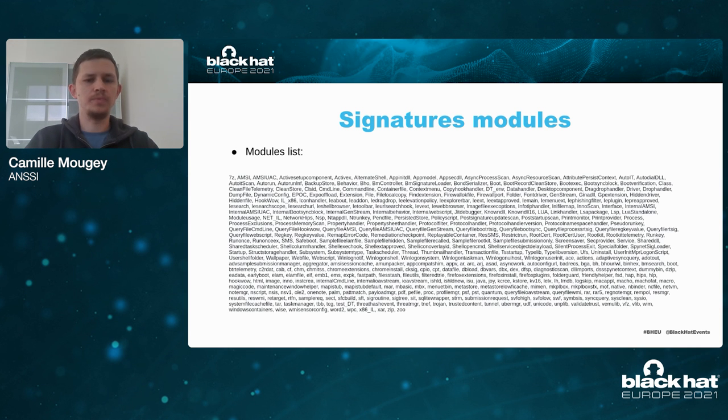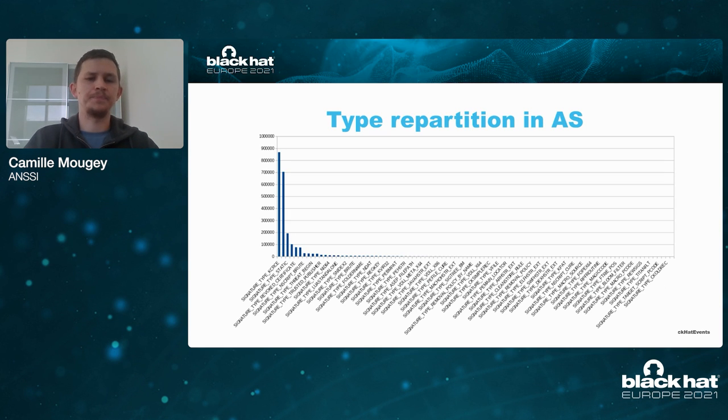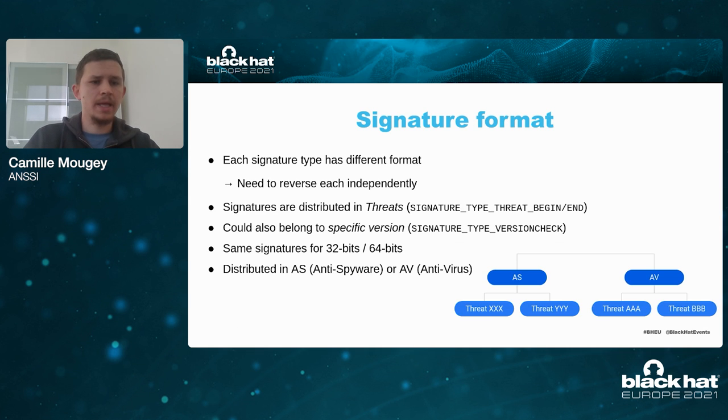So here is a list of all the modules that you can find in Defender. A lot of them, of course. I didn't have a look at all of them. Just to give you some statistics, here is the repartition of types in the anti-spyware database. The thing is that for each signature format, we have to reverse the parsing function and understand what it is looking for and what the data in it are. This is ongoing work and I have only done it for a few of them, but we'll talk about that a bit later.